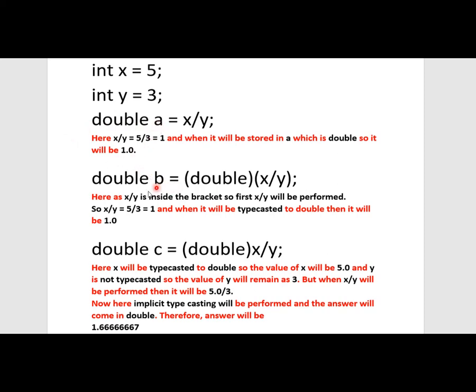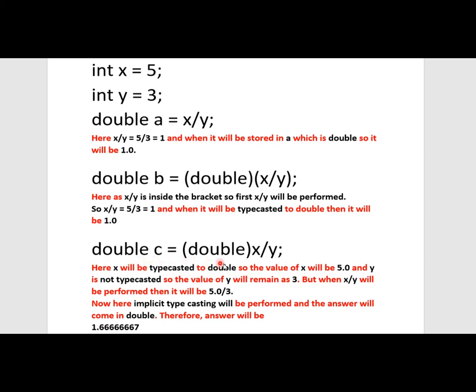Now come to the second expression. Double typecast, but within the bracket x by y. So first the bracket will be performed. So x by y is performed first. So again it is 1. When 1 is typecasted to double, it will be 1.0. So same answer, it will be 1.0.